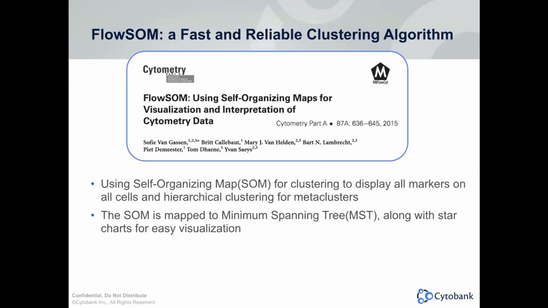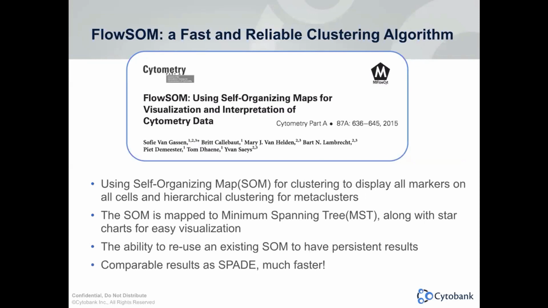It uses a minimum spanning tree along with pie charts or star charts for visualization of each node. And within Cytobank, you are able to reuse an existing SOM to have persistent results between samples. The clustering results are very comparable to SPADE, but much faster. So I would definitely recommend you give it a try if you haven't already.